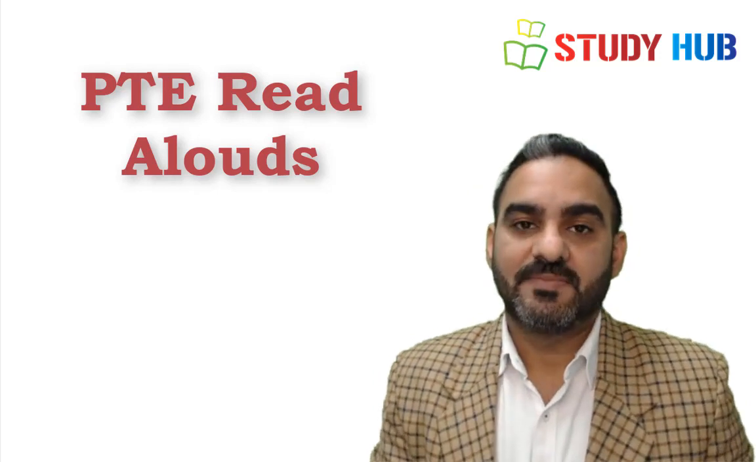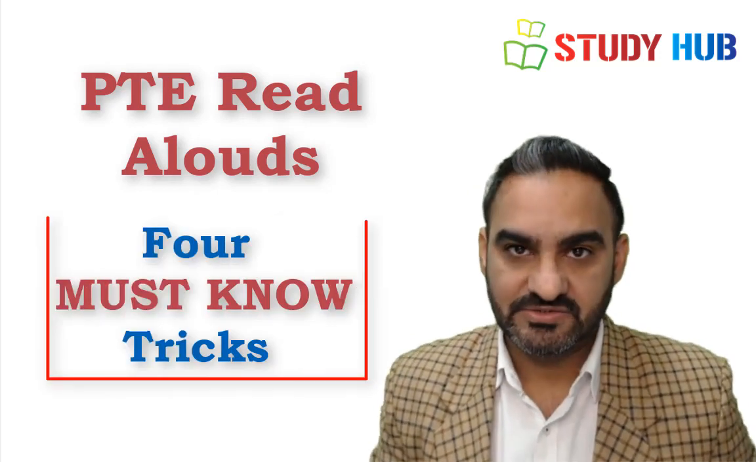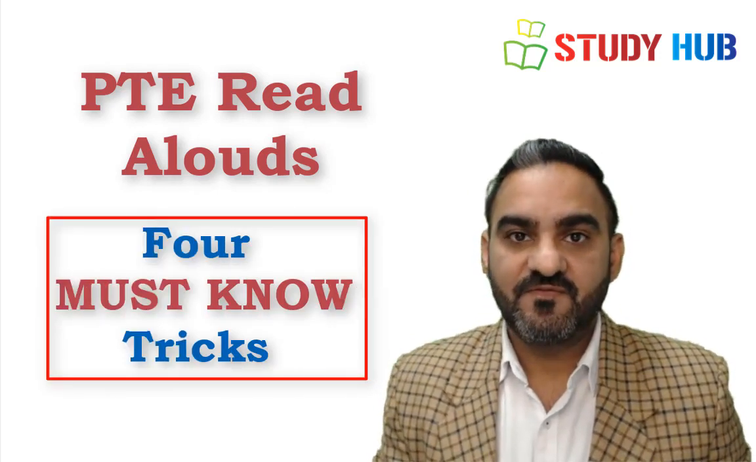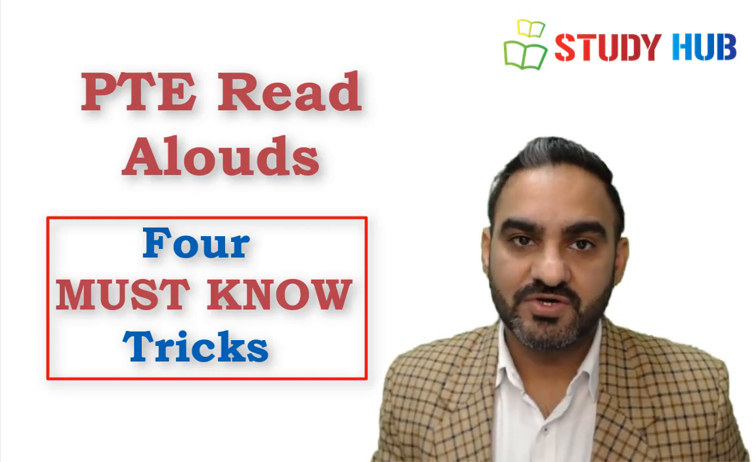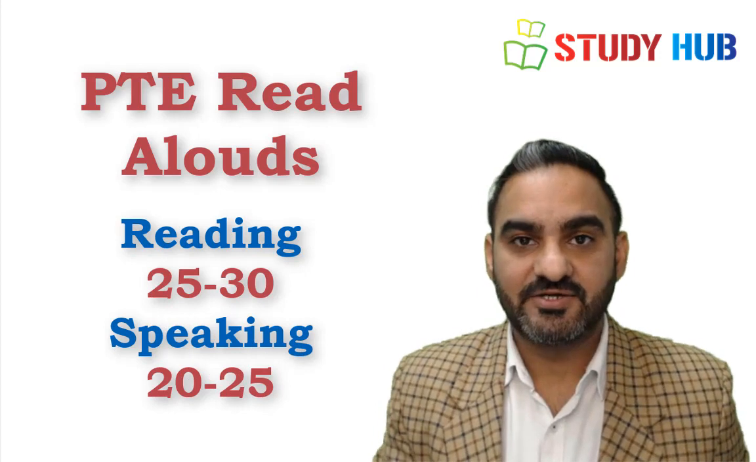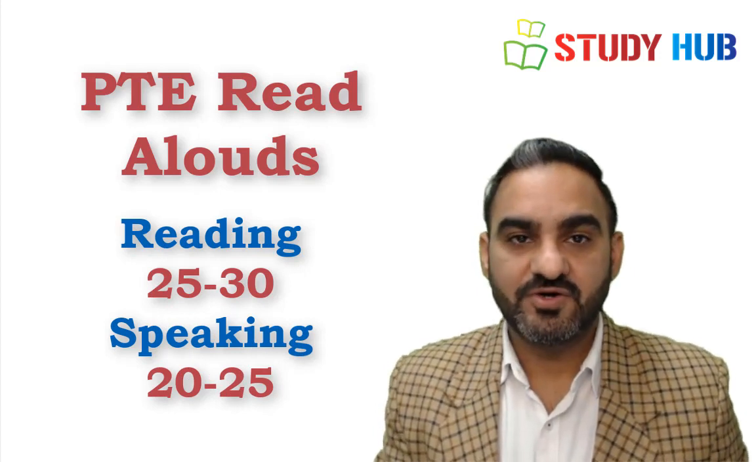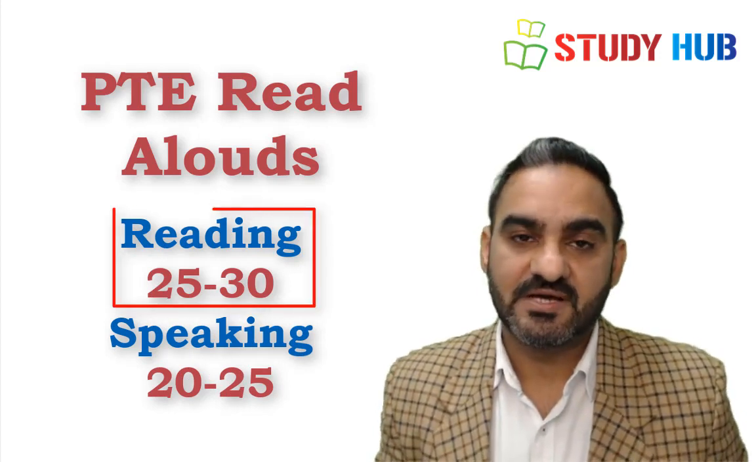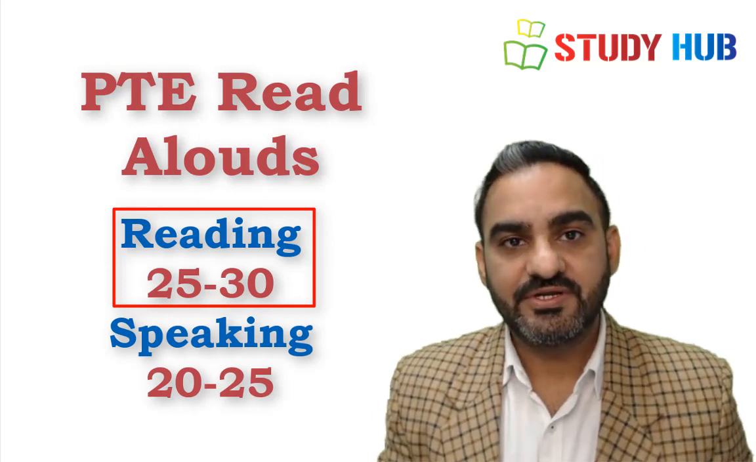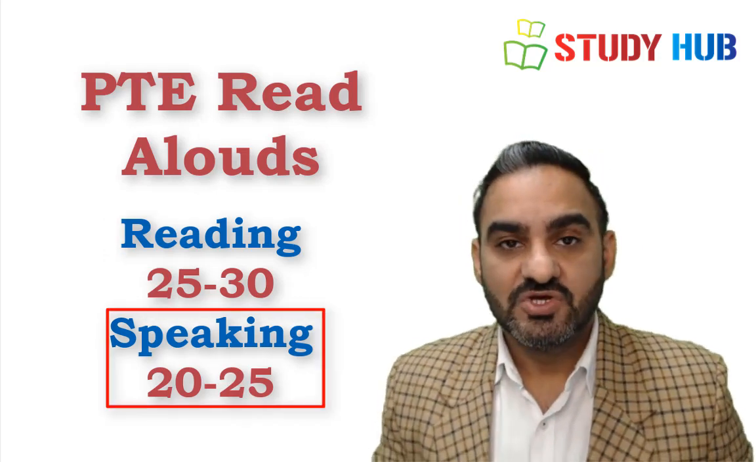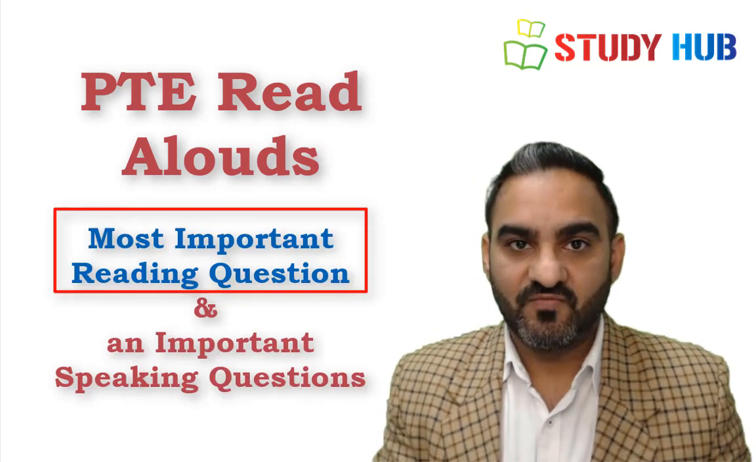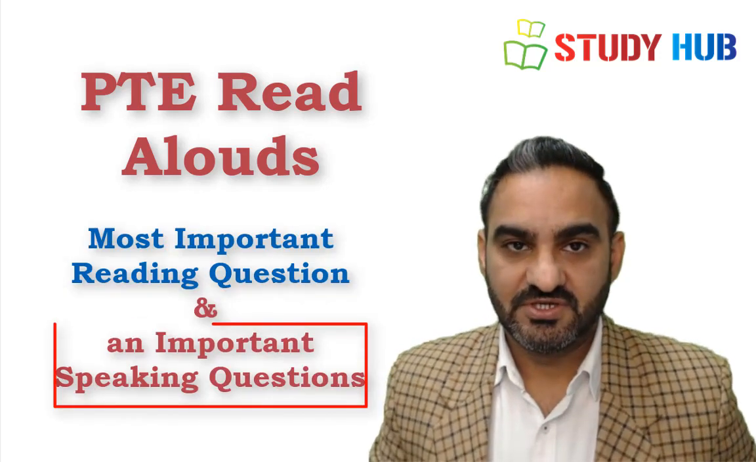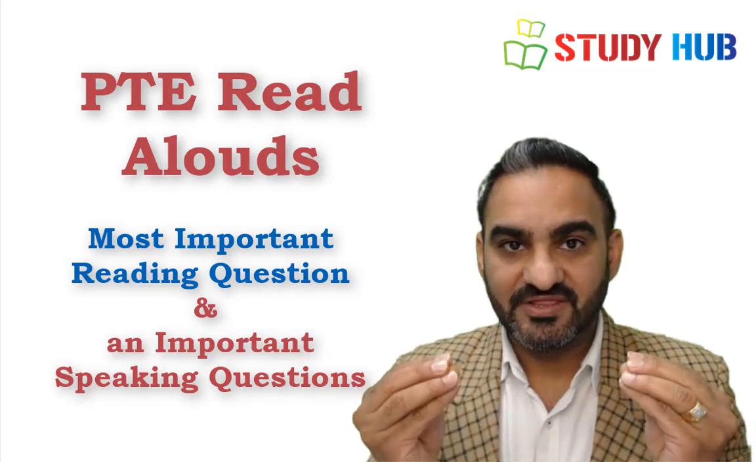So today we will talk about how to score good in read alouds. Now read aloud is the very first question in PTE, and it is a question that is going to contribute score to your reading and to your speaking. Roughly it contributes around 25 to 30 marks to your reading and around 20 to 25 marks to your speaking. So that makes it the most important reading question and also a very important speaking question. So you have to make sure that you know how to do it in the right way.